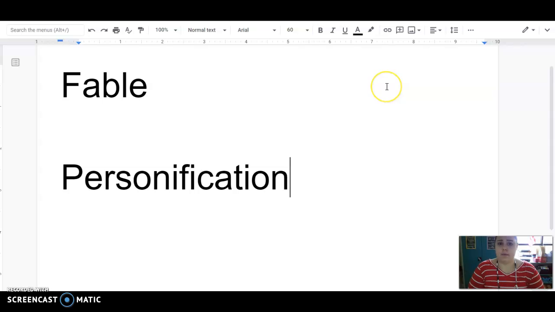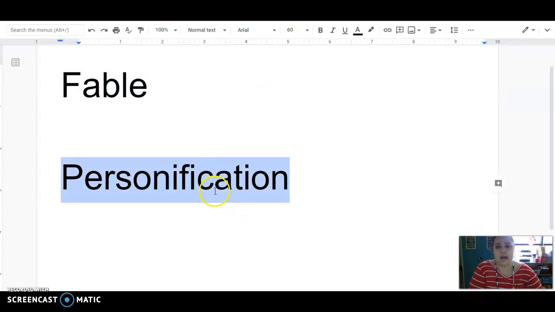We don't have any vocab today, but I did want to go over these two words before we begin. So we're going to be learning about a fable today, and you probably have read fables before. If you've ever read The Tortoise and the Hare, or any of those other stories with talking animals that usually teach us something, those are called fables. So it's a story that usually involves animals. Usually those animals are talking, and the story is meant to teach us a lesson or a moral.